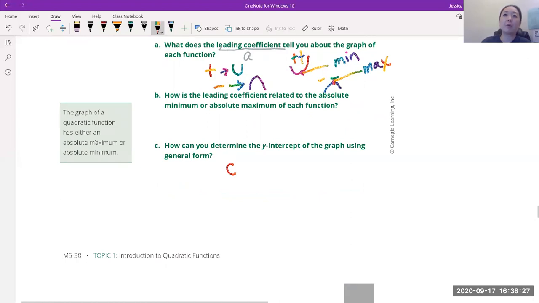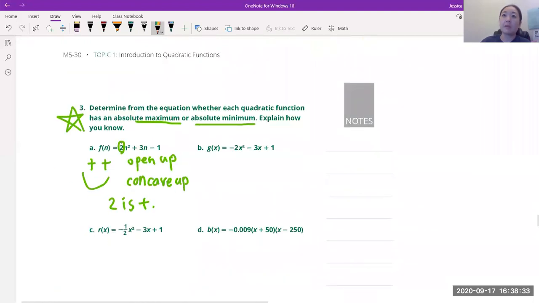The graph of a quadratic function has either an absolute maximum or an absolute minimum, not both. And then determine from the equation whether each quadratic function has an absolute maximum or an absolute minimum. Again, for us, we all know in quadratics, parabolas only have either one max or one min. So if you don't say absolute, I'm absolutely okay with that. When we go into polynomials, we'll have to make that distinction.